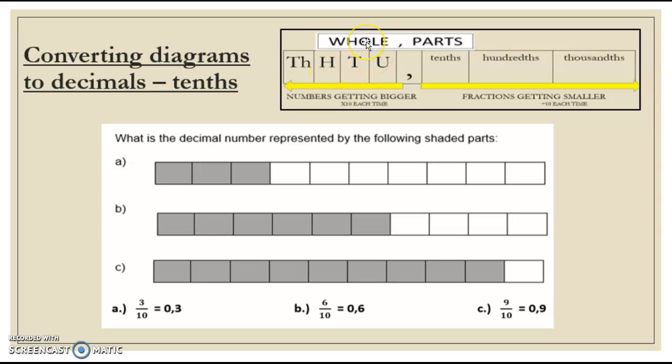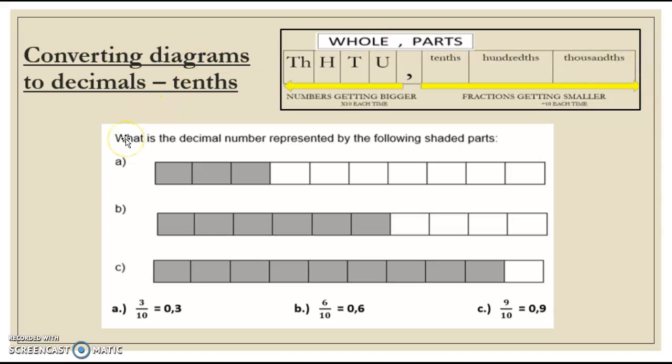Decimal fractions are whole numbers and parts that are separated by a comma. The whole numbers are to the left of the comma and the fractions are to the right of the comma. The whole numbers get bigger to the left by 10 each time, and the fractions get smaller to the right by 10 each time. Remember that the whole numbers are written in capitals while the fractions are written in lowercase.